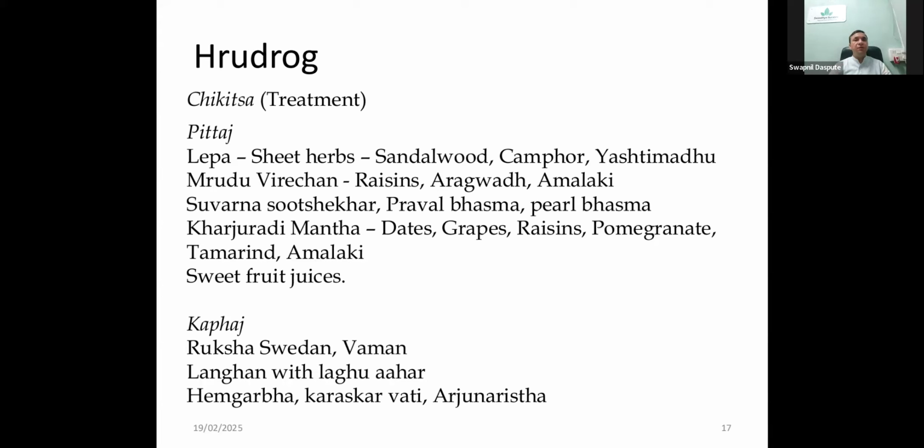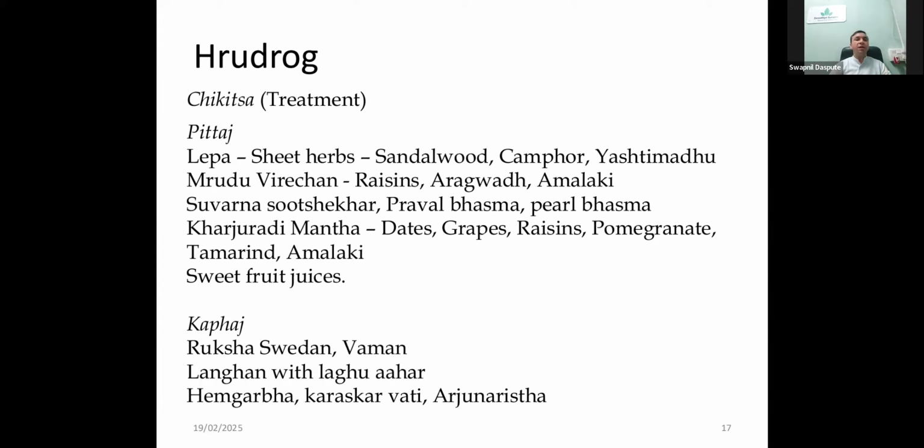Sheeta herbs, sandalwood, camphor, yashtimadhu. Mrudu virechana should be given, even virechana should be given mild. So what can be used? Raisins, black raisins. We have spoken about this. Aragvad is a herb. So the pulp of the Aragvad legume can be used for mrudu virechana.